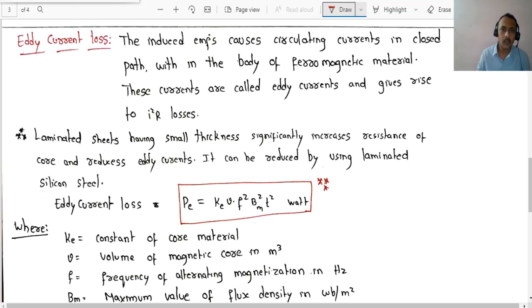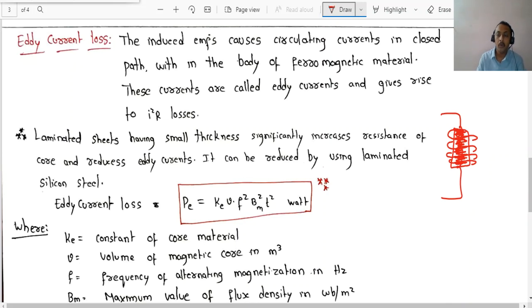These eddy current losses are due to the circulating currents in the closed path. For example, number of times we are saying primary winding and secondary winding. Now these windings are wound on a material or core. On the core, these windings will be wound.